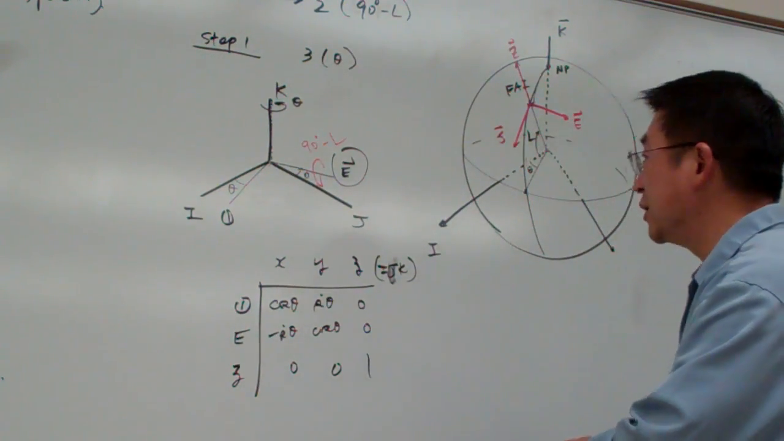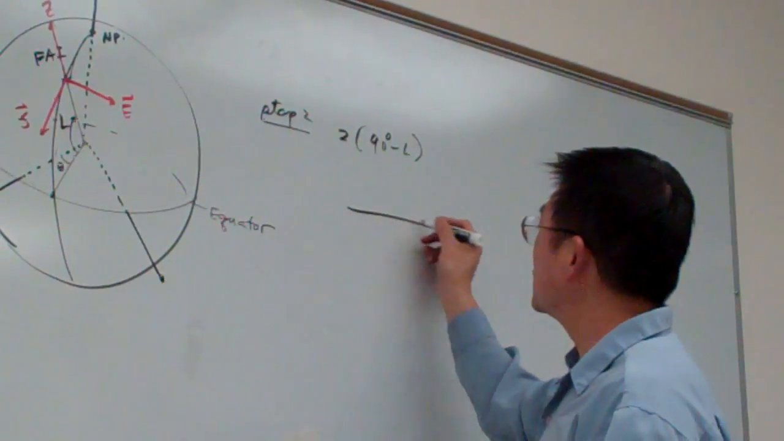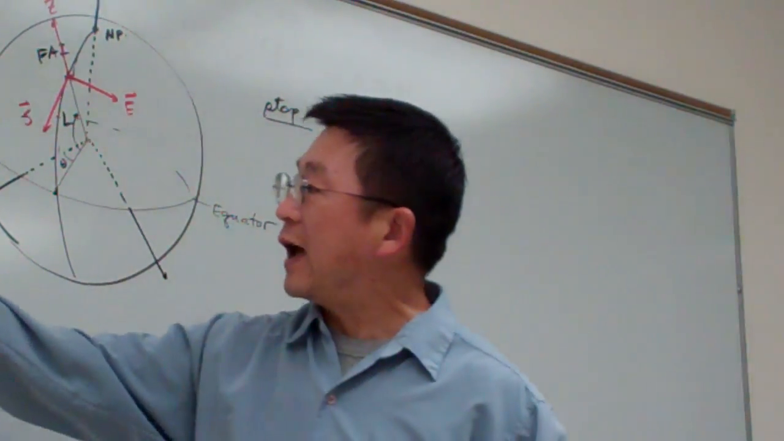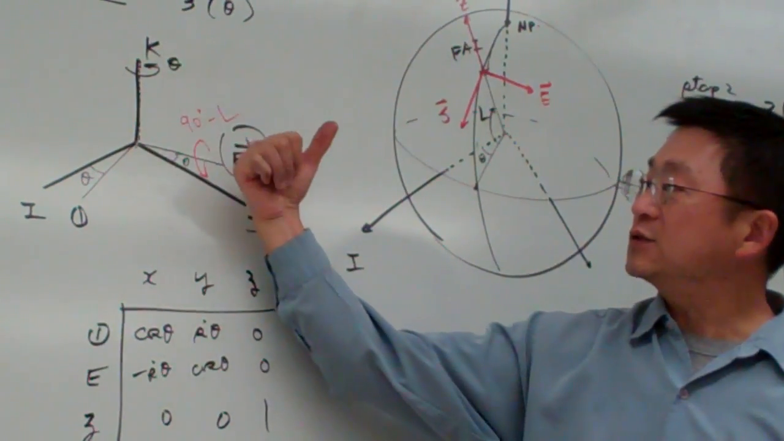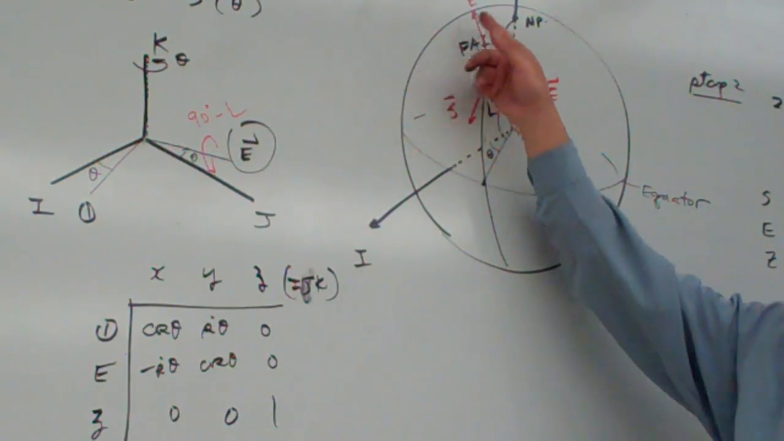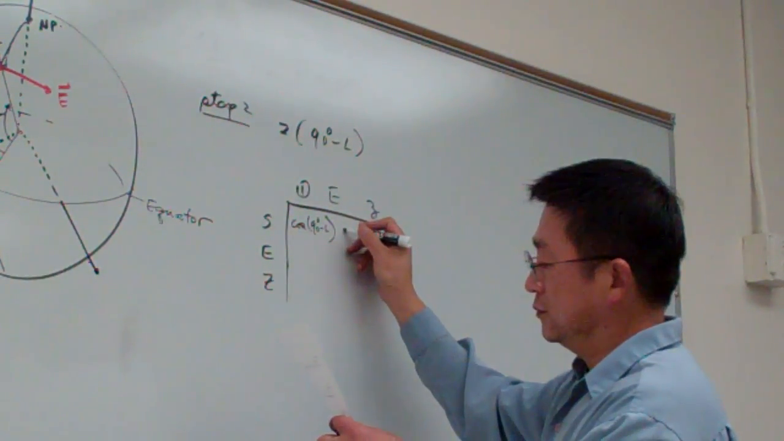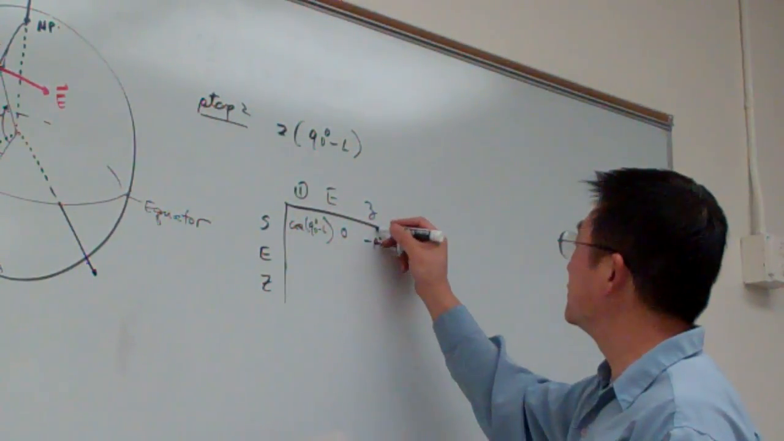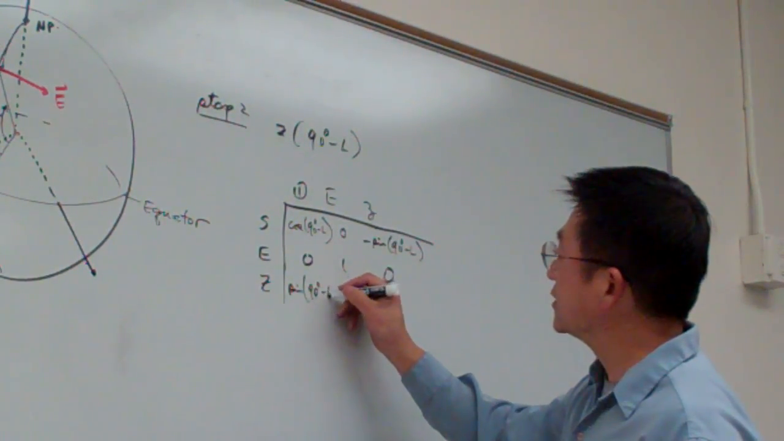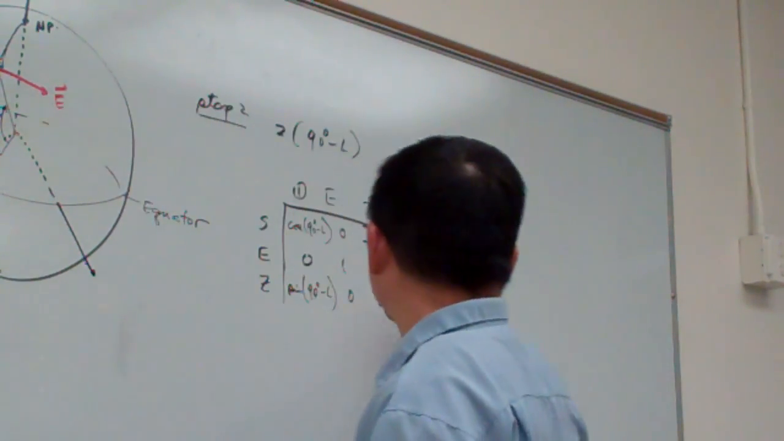Okay, so under this situation, step 2 will be about the E axis, rotating by that many degrees. After this rotation, this axis will now align to S. E will be the same thing here. The third one naturally will go to Z. So this rotation will be cosine of 90 degrees minus L, 0, minus sine of 90 degrees minus L; 0, 1, 0; sine of 90 degrees minus L, 0, cosine of 90 degrees minus L. Okay? So again, let me call this R1, and let me call this R2.